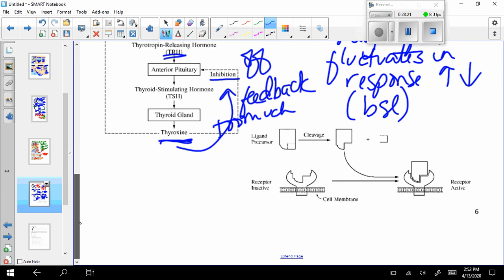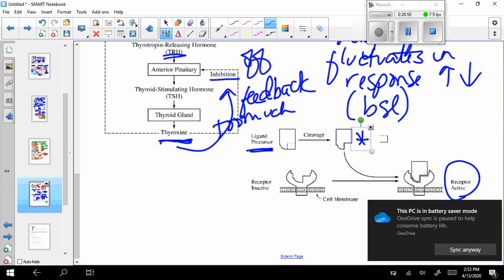All right, and then down here, I saw this example with an AP as well. So here's my ligand precursor. That means it's not quite ready, but cleavage causes it to become this, and this is active, ready to work. And you know it's active, ready because it fits right in. So it fits into this receptor and it's active. But an inactive one has a different shape, which means it's not going to bind correctly. So if it isn't cut or if it isn't the same shape, then it won't work.